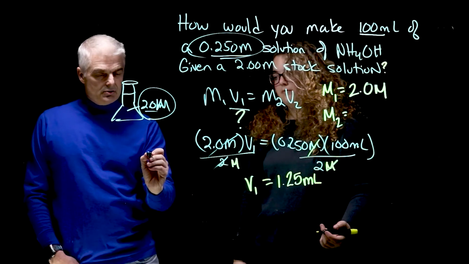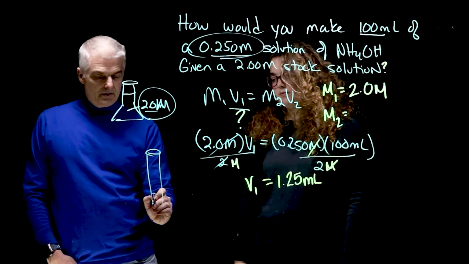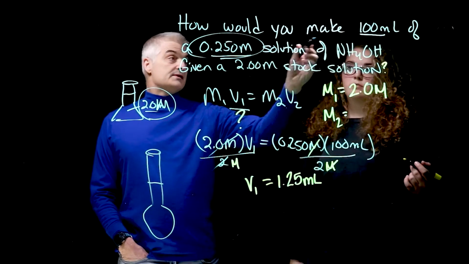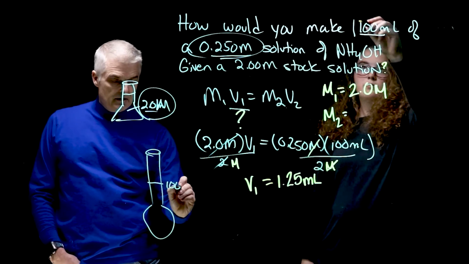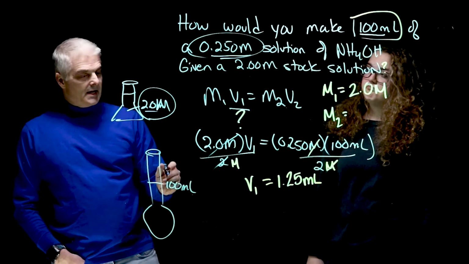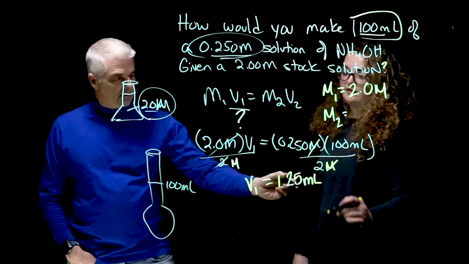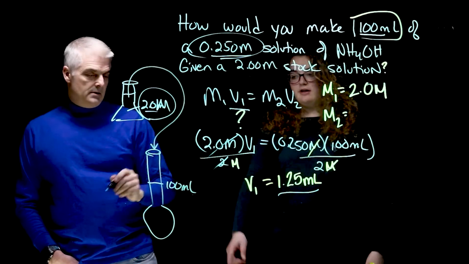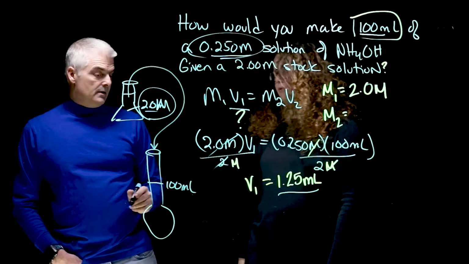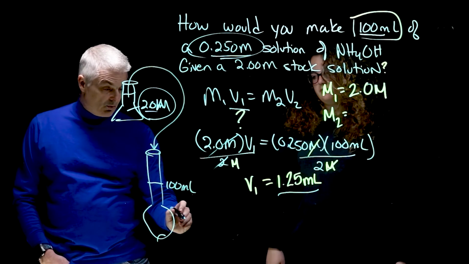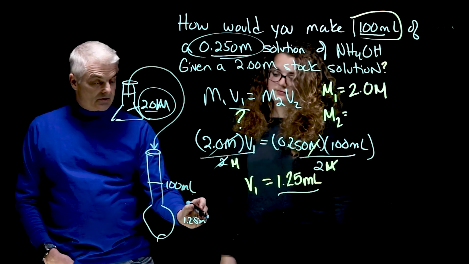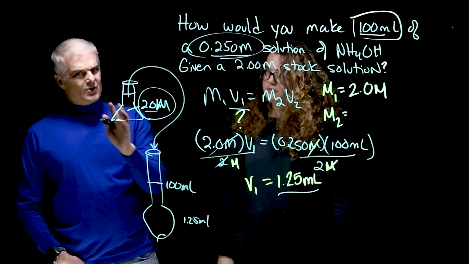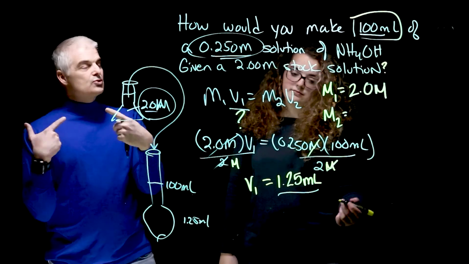So what you're going to need is a container, one of these volumetric flasks with the one line, and we're going to get one that's the size of 100. So this is a 100 milliliter volumetric flask. You need to take 1.25 milliliters of that stock solution, put it in here, and then add more water, like 99 or so, to fill it up. So that's actually a trick on how to do that.